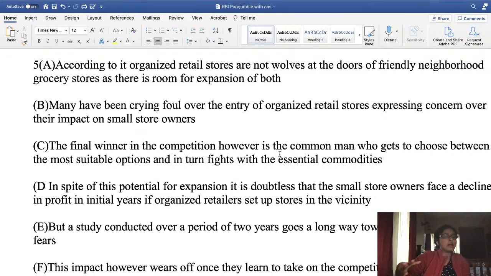People are not actually going to those shops. They are going to the retail stores, places like Big Bazaar, Spencer's, the Hypermart, Spar Hypermarket. So many hypermarkets are coming up. So people are worried that these retail stores are affecting the small store owners, right?